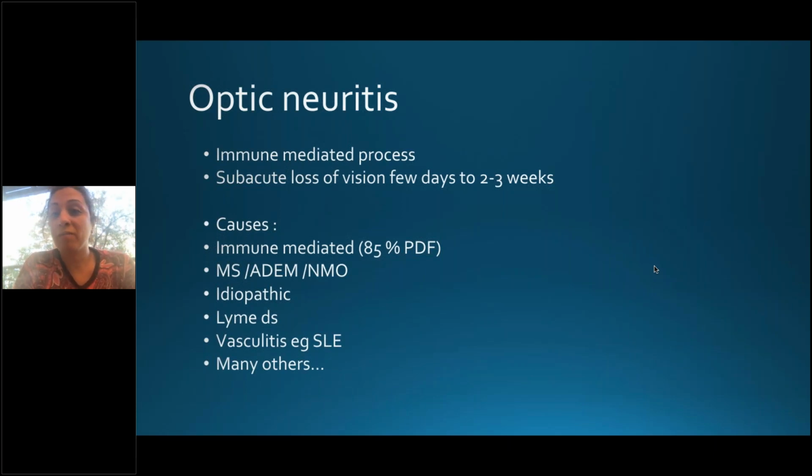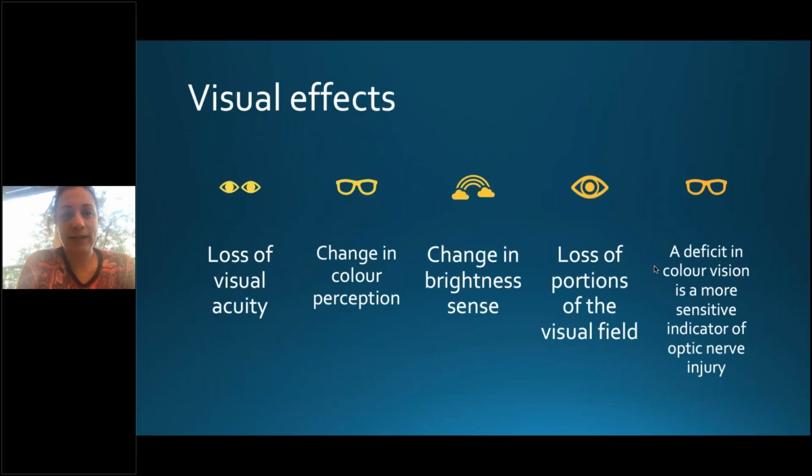It could be idiopathic, so isolated, never happens again. And it could be secondary to a vasculitic change, as in children with systemic lupus or Lyme disease. And there are many, many other causes. I just put the common ones or the ones that were related to the presentation. So what did this girl have?